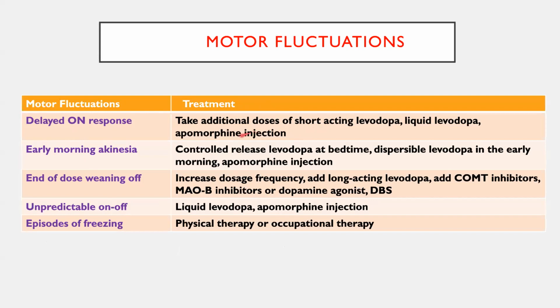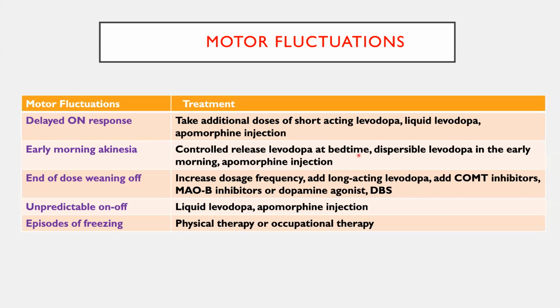And second one is early morning akinesia. If a patient is having severe symptoms in the early morning, not able to roll over on the bed, not able to go to the washroom, not able to brush, not able to have tea in the early morning. In that setting, you need to give an extended release or controlled release tablet at bedtime, or you can give a rotigotine patch at night, or you can give an early morning apomorphine injection. In that setting, you can use controlled release levodopa tablets.